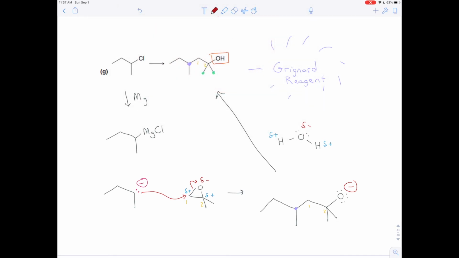So this oxygen here attacks one of those hydrogens, and you get this product.